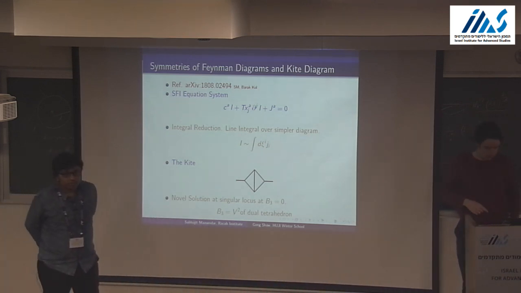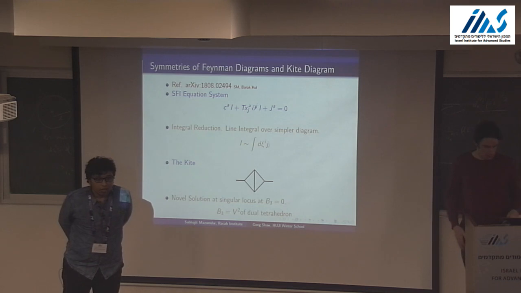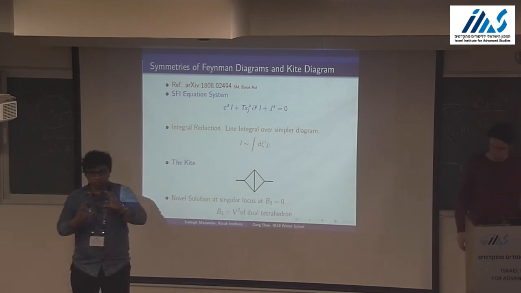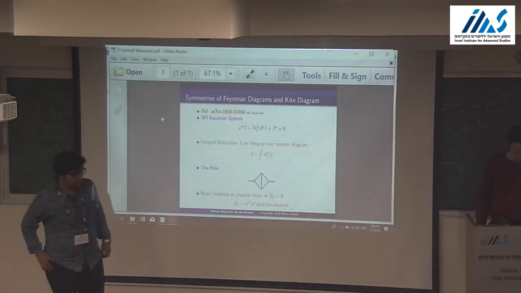Yes. Any Feynman diagram, you can consider fermions, bosons, and anything. Exactly. Yeah, it's general.